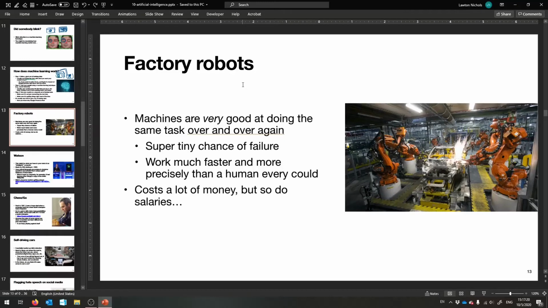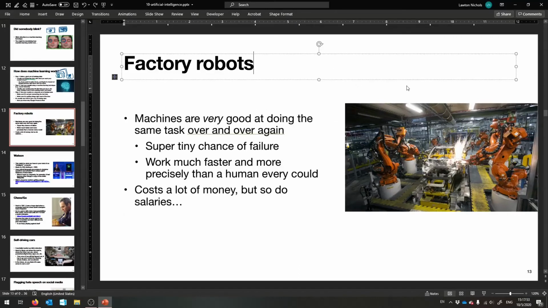Okay, another example of machines doing human things and making choices. Factory robots. So, like, here's a car plant, and you have these robots working on certain specialized tasks to go and make that car. And the reason we came up with these machines to do this stuff is that they tend to be very, very good at doing the same thing over and over again.